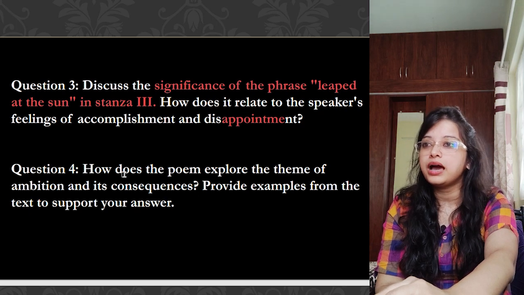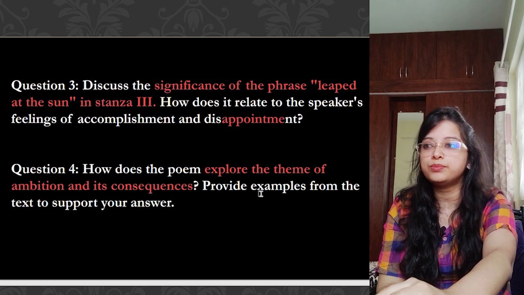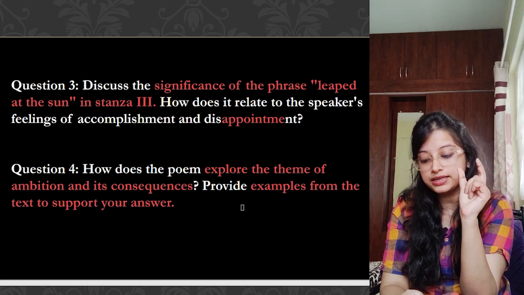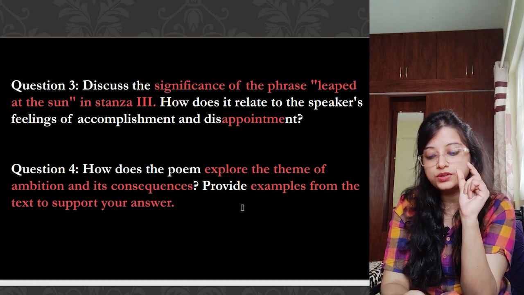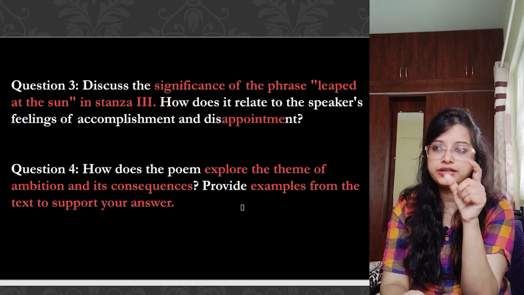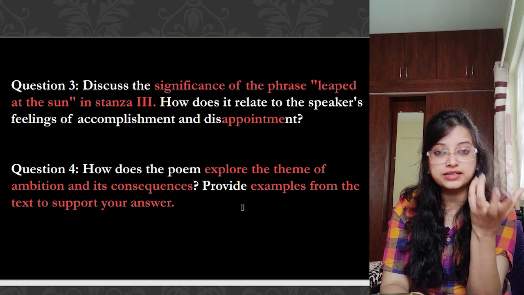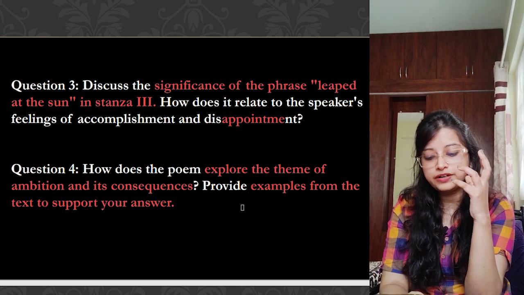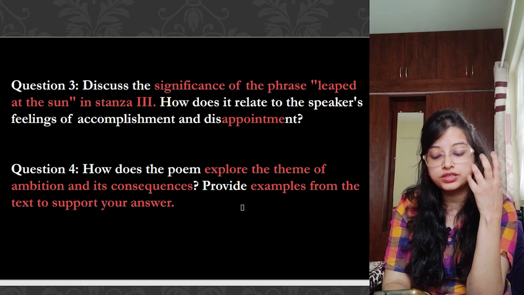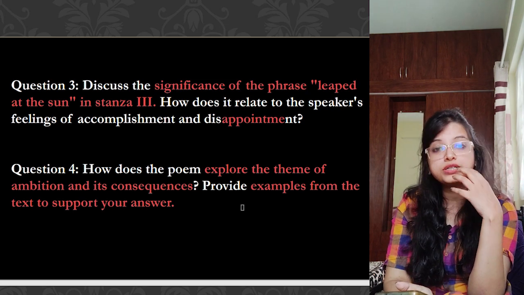Question number 4. How does the poem explore the theme of ambition and its consequences? Provide examples from the text to support your answer. So how does the poem explore the theme of ambition, it is asking. So we are going to write that the poem delves into the theme of ambition through the speaker's eagerness to achieve success. Quite similar introductory line as question number 3. You are writing that he wanted to achieve the unachievable, he wanted to achieve success anyhow. Okay, and the phrase leapt at this or leaped at the sun, here we also have to talk about, it exemplifies the ambitious drive, how it also refers to the allusion of the ambitious leap of Icarus.